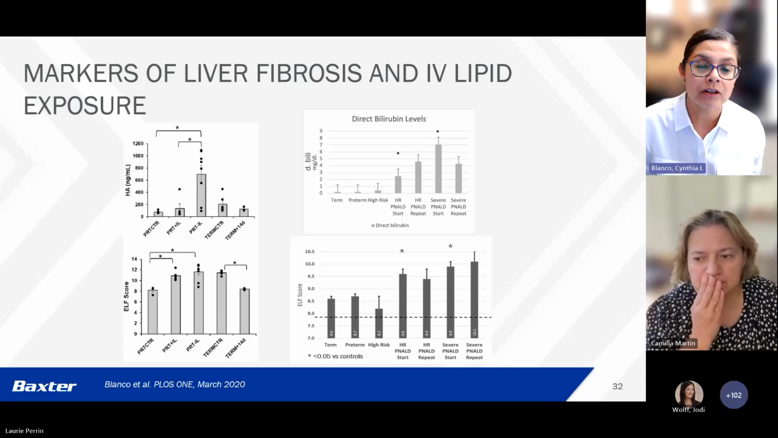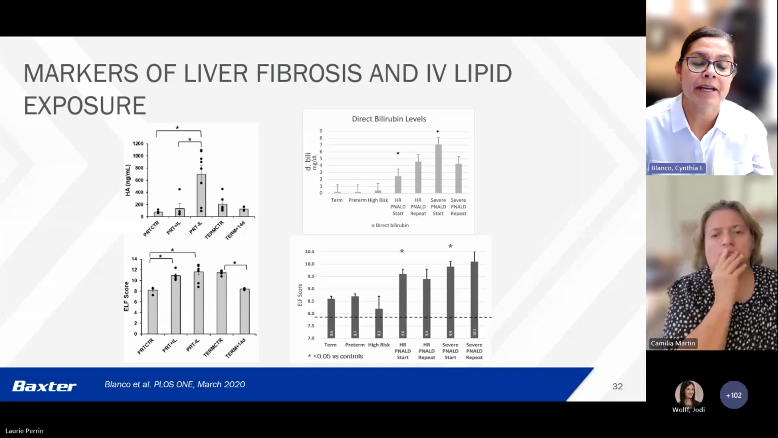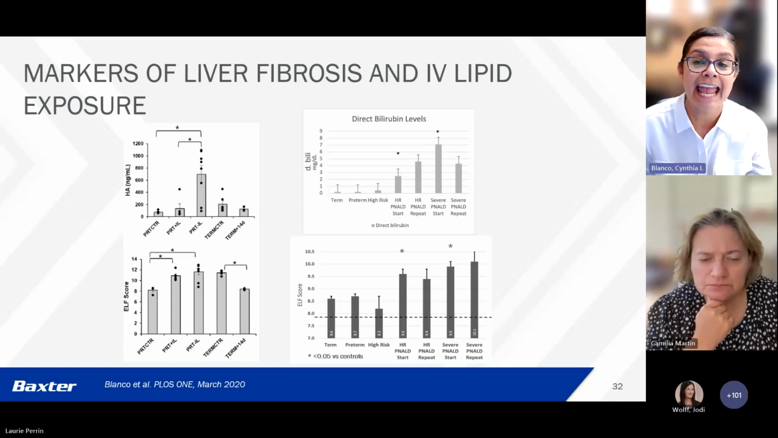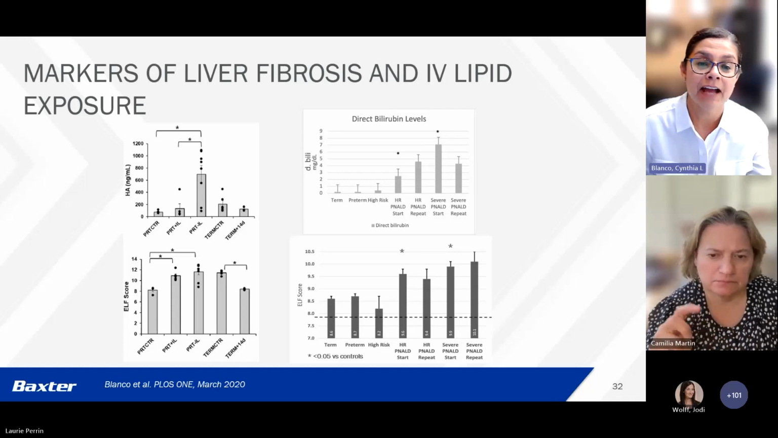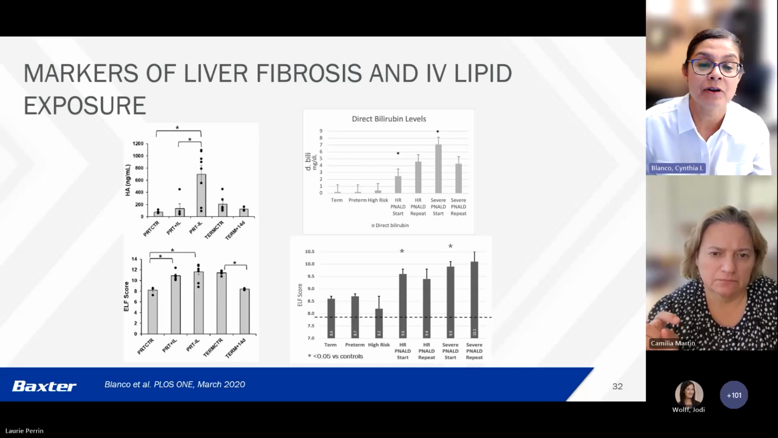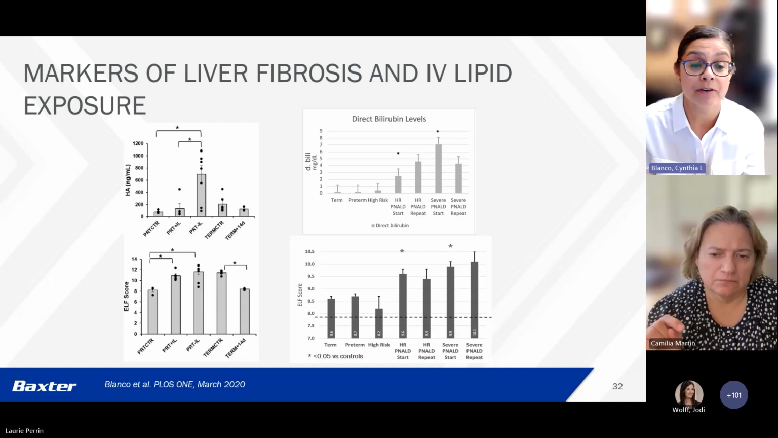So those are novel markers of liver fibrosis that are used in older patients and adults. And what we're seeing is that the amount of hyaluronic acid is significantly increased when you're not providing any fat intake into a preterm animal. And we don't see the same in other animals at term, for example.